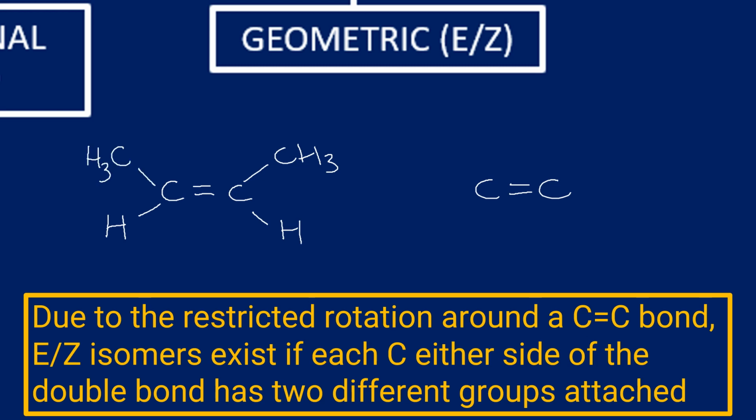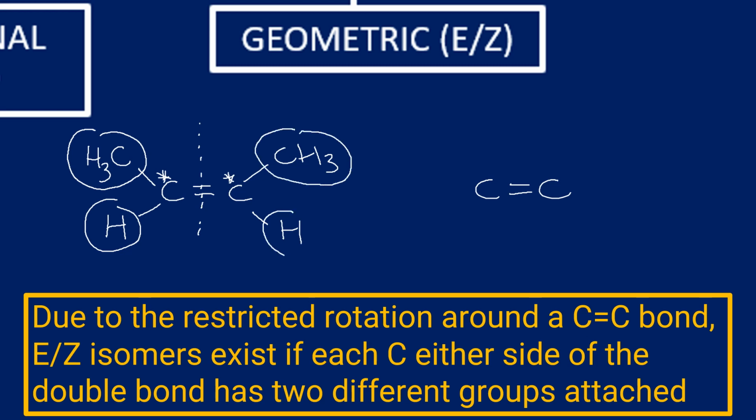So in order to have stereoisomerism, each carbon in the double bond must have two different groups on each carbon. So this has a CH3 and this is a H. These two groups are definitely different. And again, on the right hand side, we must have two different groups, which we do. We have CH3 and H.